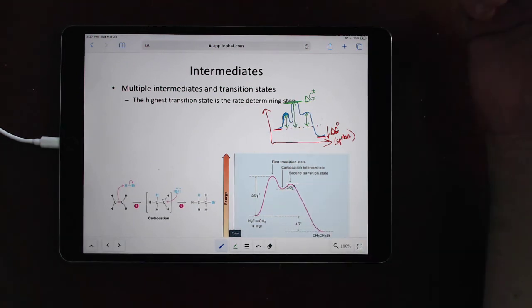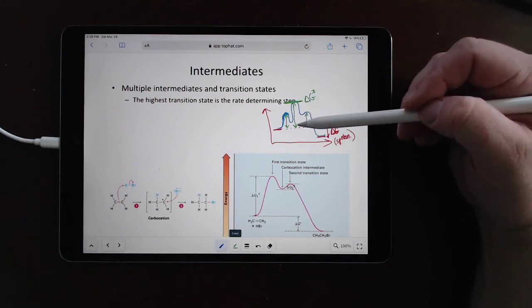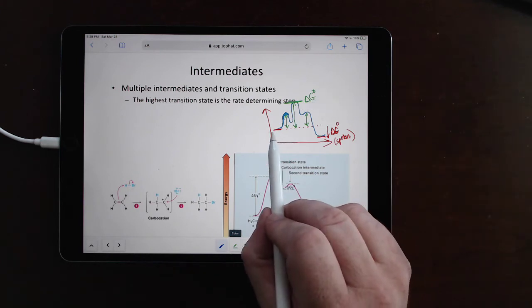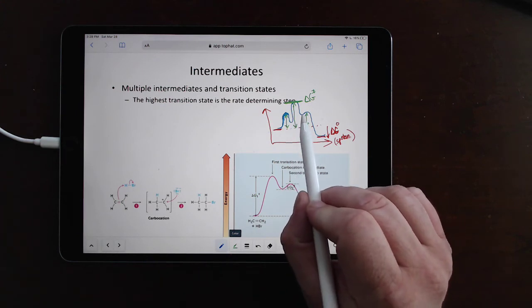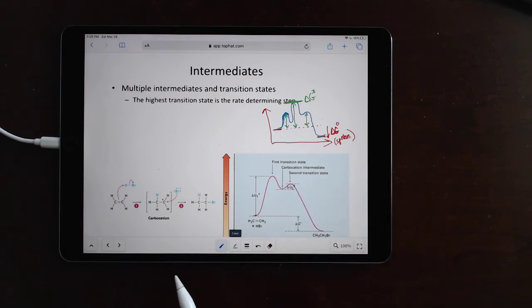So the way to think about it is if you're going to hike the Himalayas, nobody really cares about the smaller mountains you go to. They only care about if you climbed Everest, right? They don't care about all the smaller mountains you had to climb. So here, all we really care about is whatever the highest peak is, relative to the starting material. So this one has 2 intermediates and 3 transition states, right? This is where we started, this is where we ended.